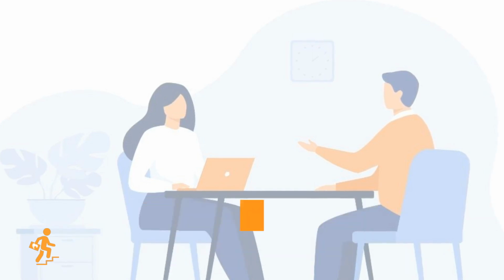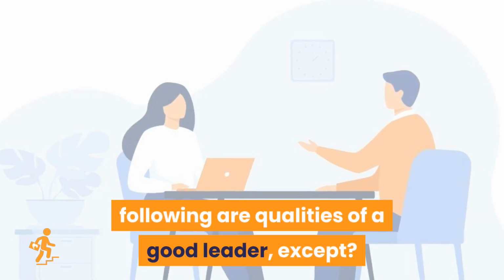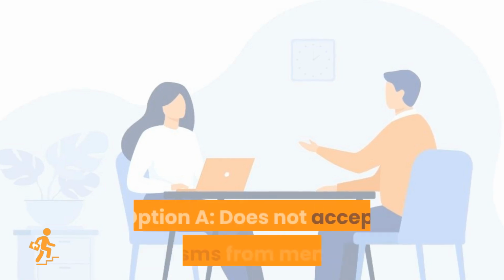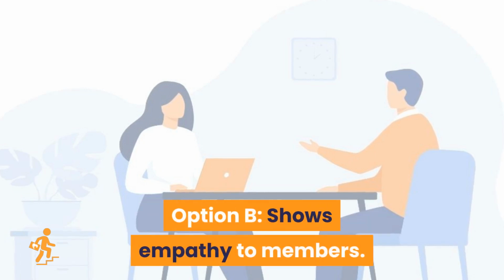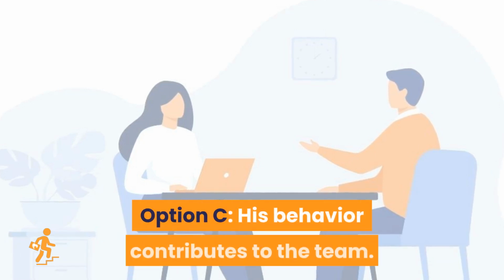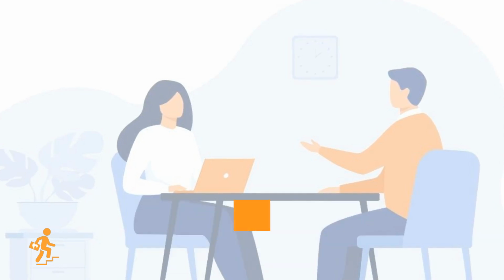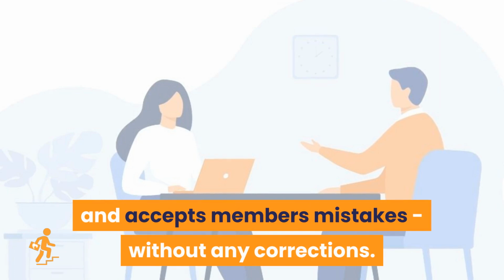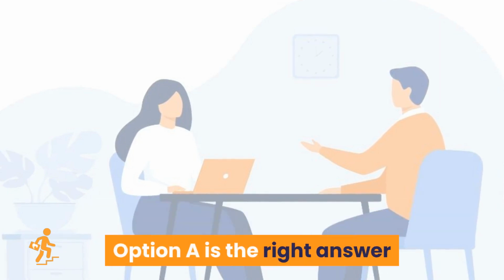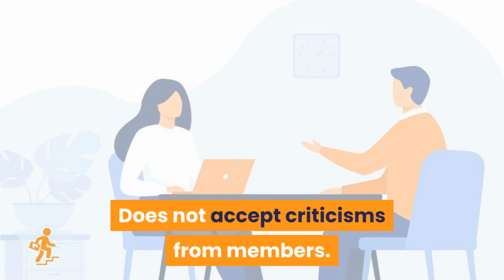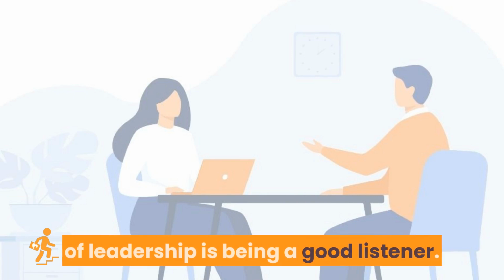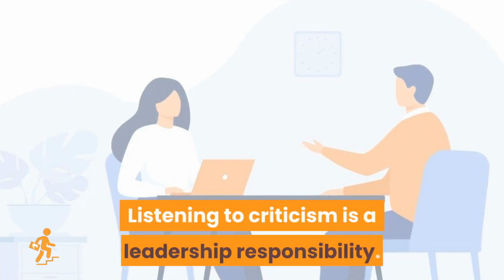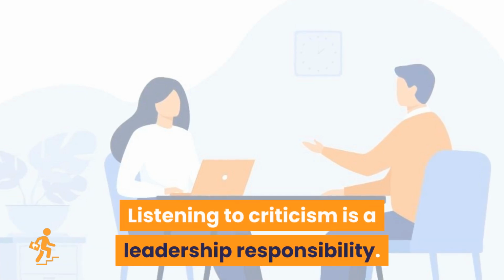Question 3. Which of the following are qualities of a good leader, except? Option A, does not accept criticisms from members. Option B, shows empathy to members. Option C, his behavior contributes to the team. Option D, acknowledges and accepts members' mistakes without any corrections. Option A is the right answer. Does not accept criticisms from members. Well, one of the most important qualities of leadership is being a good listener. Listening to criticism is a leadership responsibility.